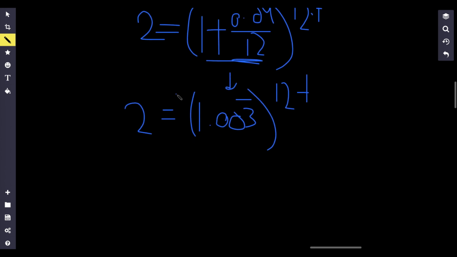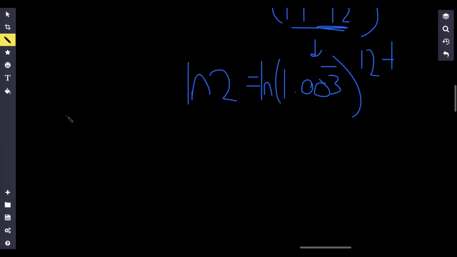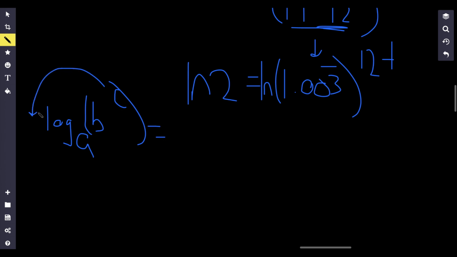Next, we're going to take ln of both sides. If you have a fancy TI-84 calculator, you can just take log base 1.003 on both sides and get the answer quickly. But let's just say we're taking ln of both sides. Now, another property of logarithms is that if you have log base a of b to the c power, so we have the exponent, you're able to drop the exponent down. This is equal to c times log base a of b. Just drop the exponent down.